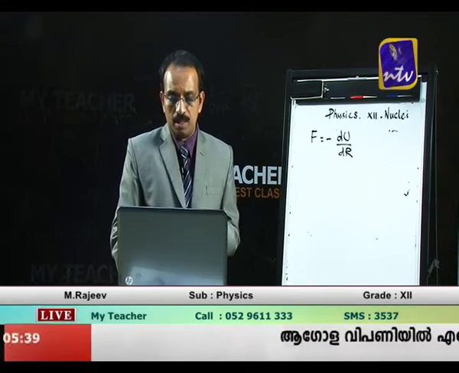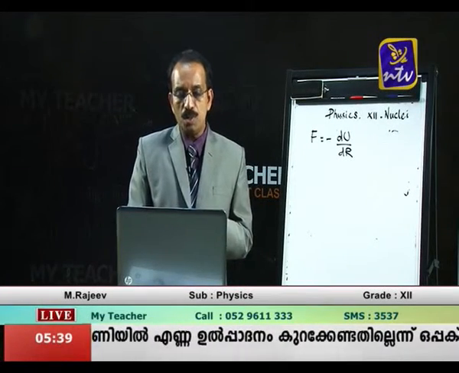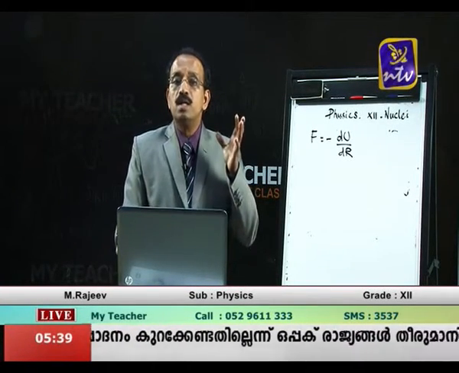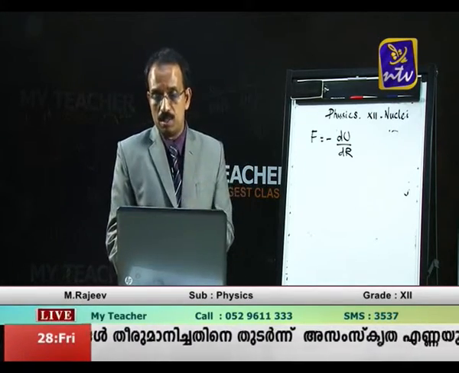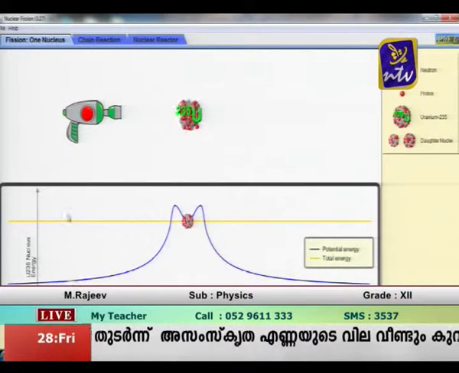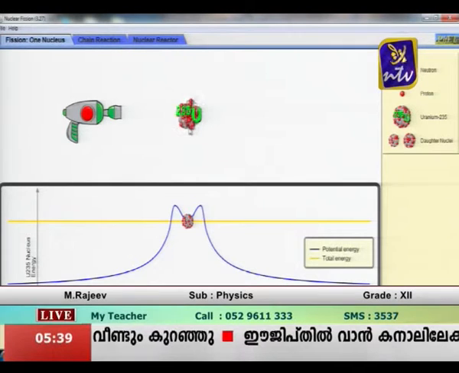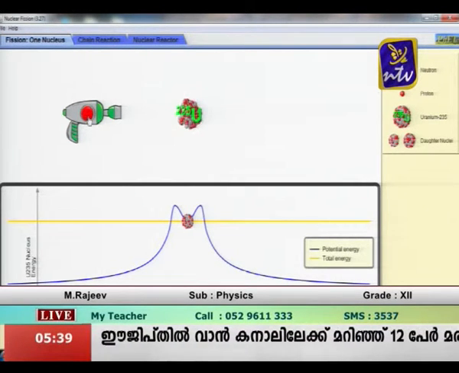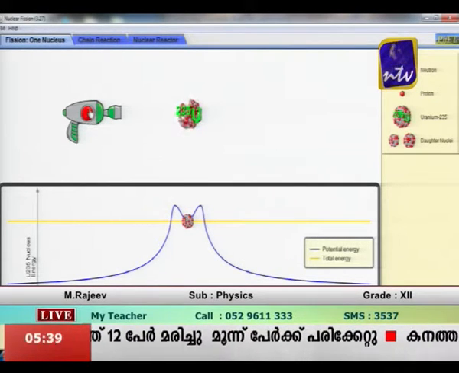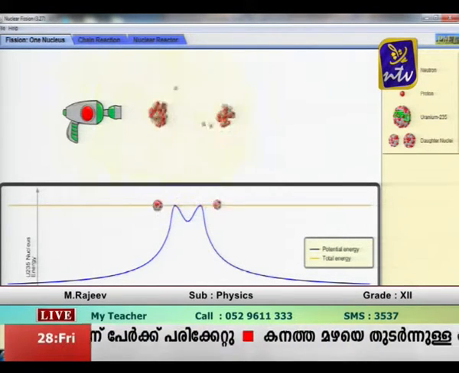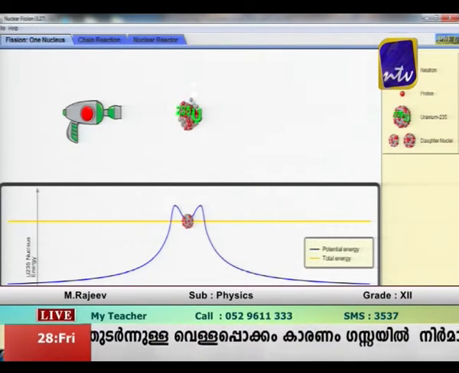Nuclear fission can be demonstrated using a small simulation. You can have a look at the simulation now. See, this is a uranium-235 nucleus. Now, I am going to bombard uranium with a neutron. See, the neutron. What happened is it splits into 2 fragments.